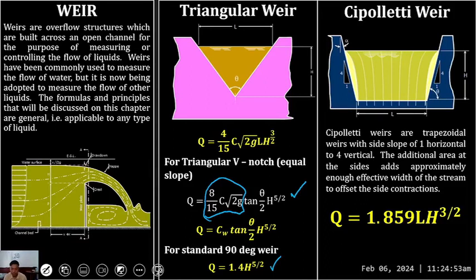So yung formula naman po, kapag Cipolletti weir, that's Q equals 1.859 L H 3 halves. No? So as long as you have the length, that is the length at the bottom of the plate, and then H the head, so you'll be able to compute the discharge.